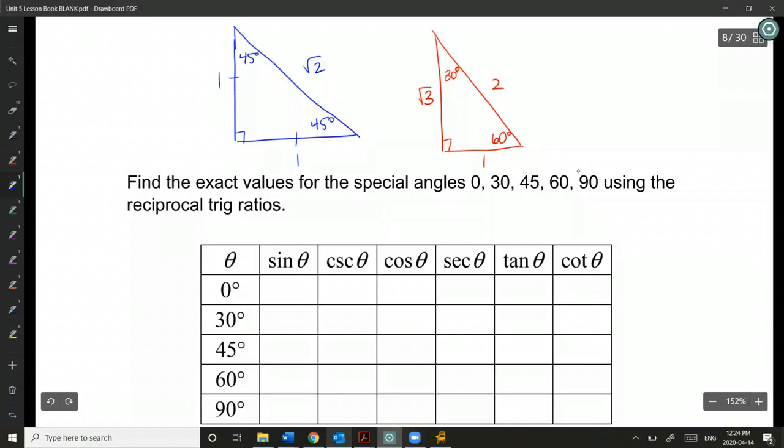Okay, so just quickly here, entering in sine, cosine, and tan of 45. And then sine, cosine, and tan of 30. And sine, cosine, and tan of 60.